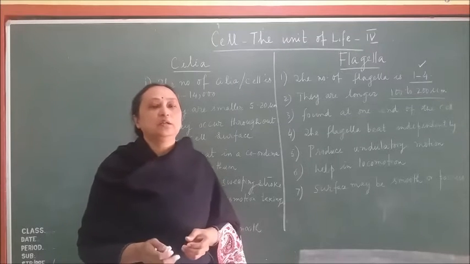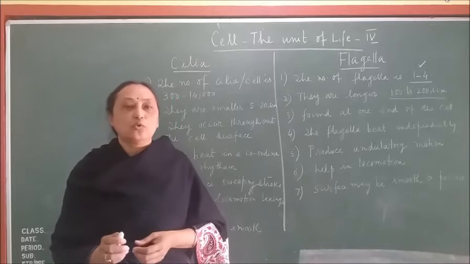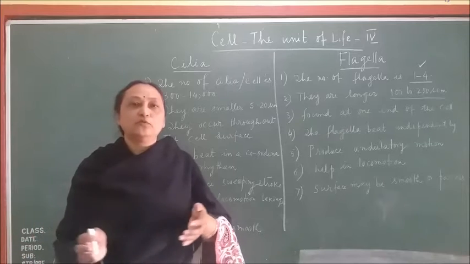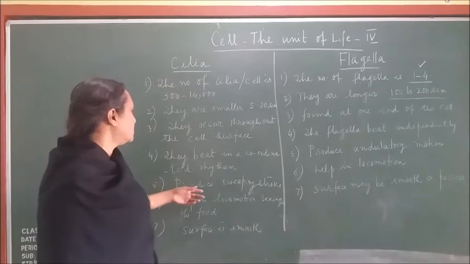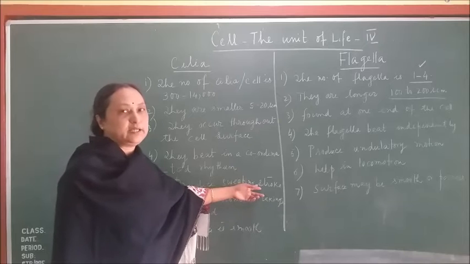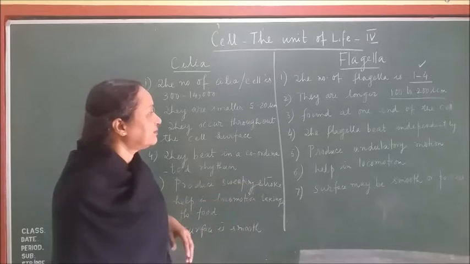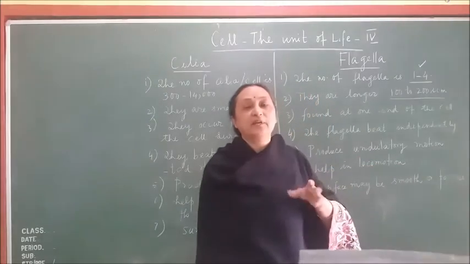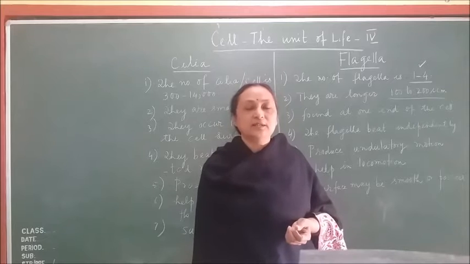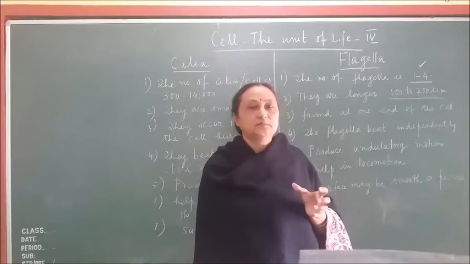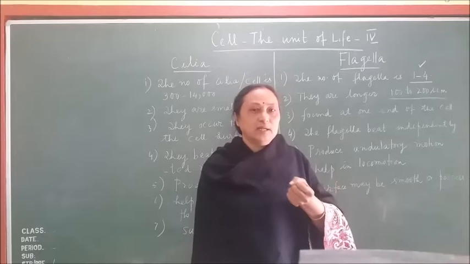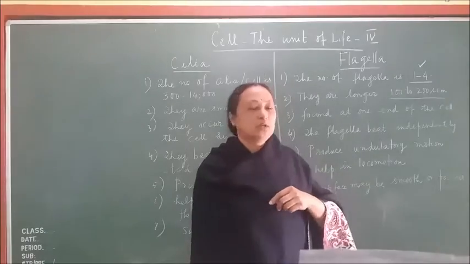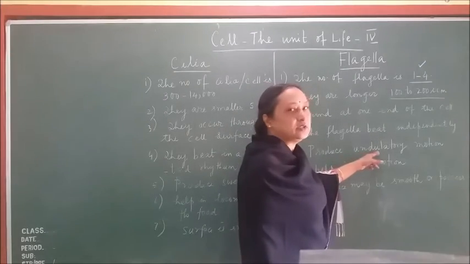The next difference is that they produce different strokes. As all of you have seen, while sailing a boat we use an oar, pushing the water backward so that the boat can move forward. Similarly, cilia produce a sweeping stroke, just like the oar, whereas flagella produce undulatory motion, that is, a wave-like motion. For example, if you take one long strong thread, hold one end and beat it, it produces a wave-like motion. That kind of motion is called undulatory motion.